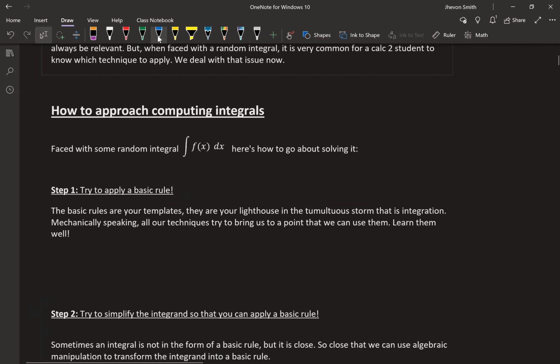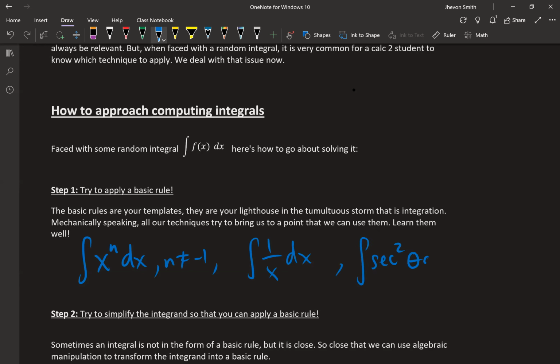So the basic rules are the guys like, does it look like an integral of x to the n dx, where my n is not equal to -1? Or does it look like a 1 over x dx? Or does it look like an integral of secant squared theta d theta? Is the thing that I'm looking at a basic rule, something that I automatically know a formula for? Because if it does, then just apply the formula. And you'd be good. So that is the first thing you want to look for. You see a random integral, your mind should immediately first go to, is this a basic rule?